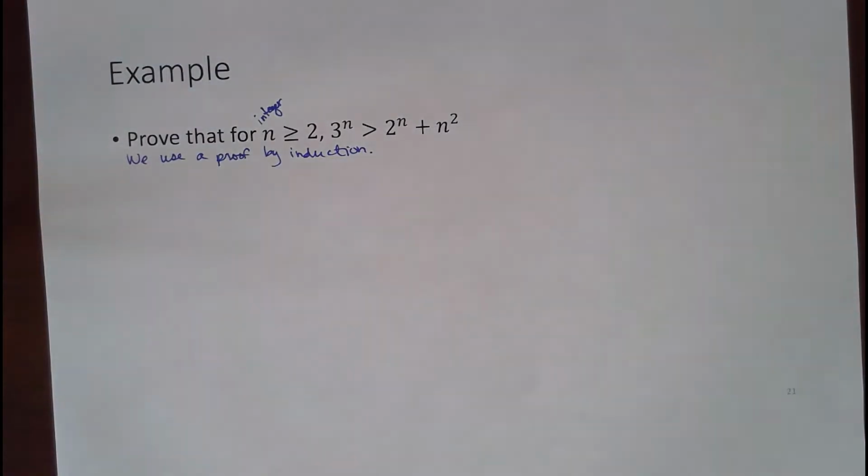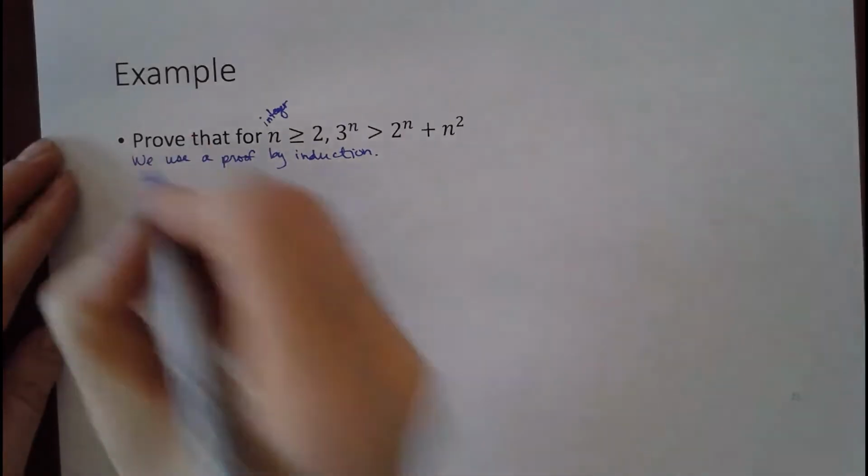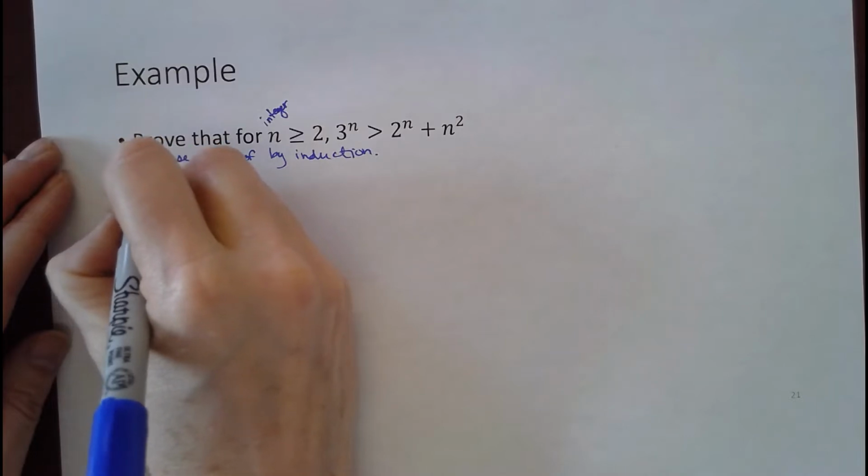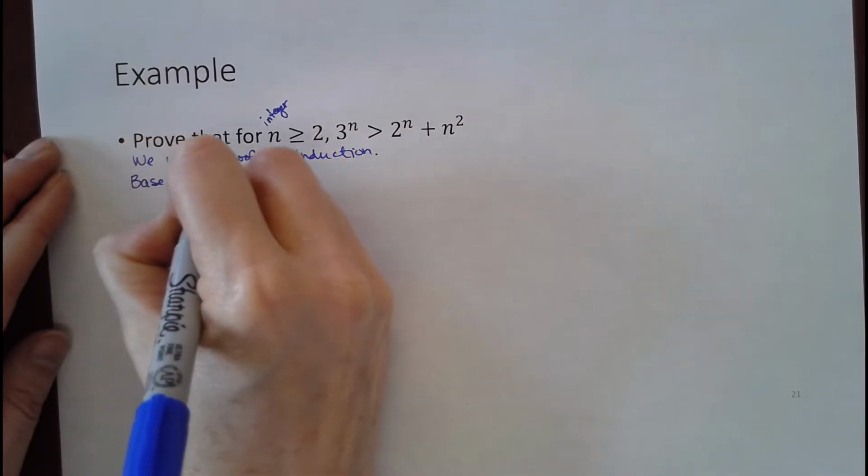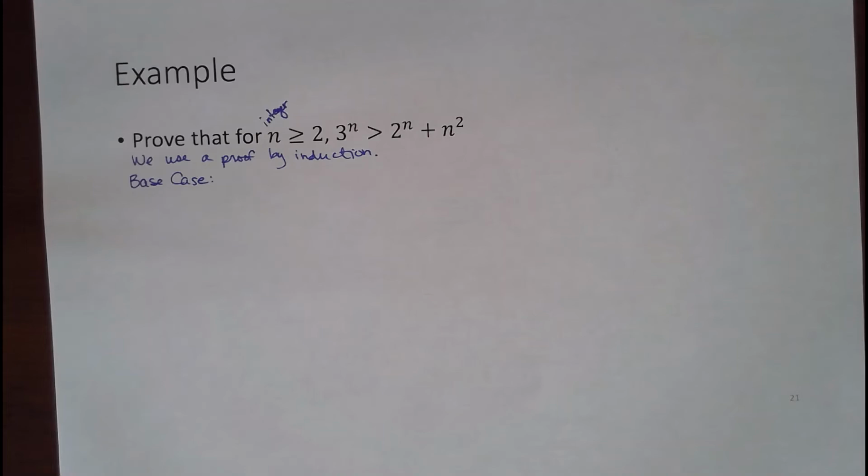All right, and where do we start every proof by induction? I don't know. I only know how to do proof by contradiction and proof by contrapositive and proof by cases because that's all I've been thinking about. Okay, anybody remember where we start proof by induction? Yes, the base case. Good. Okay, so we'll start with the base case. And what is our base case?